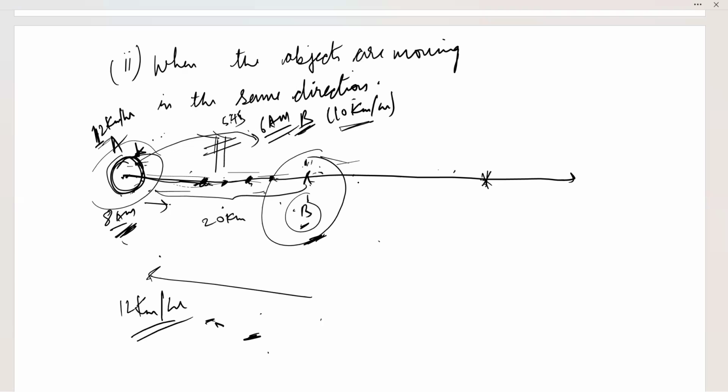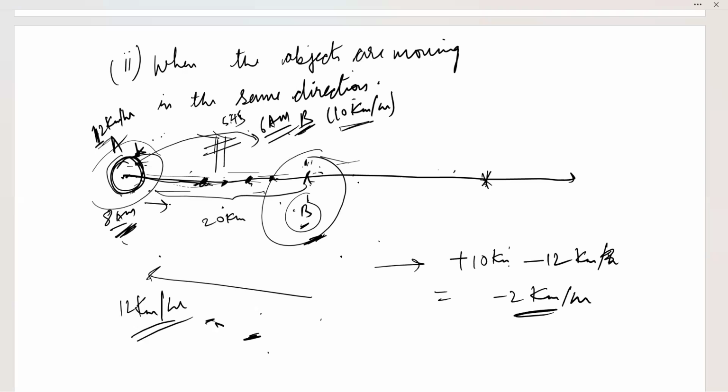So on a net-to-net basis, what is happening is that B moves 10 kilometers ahead, but then it has to come back. The universe is pushing it back at a rate of 12 kilometer per hour. So minus 12. So what is happening? Net minus 2 kilometer per hour.